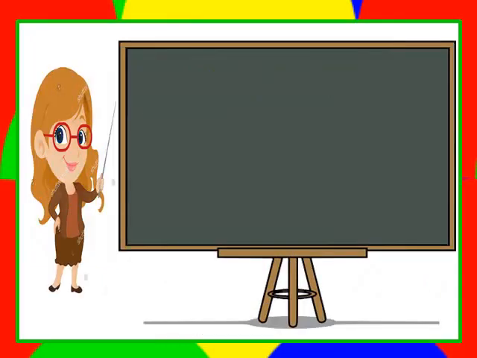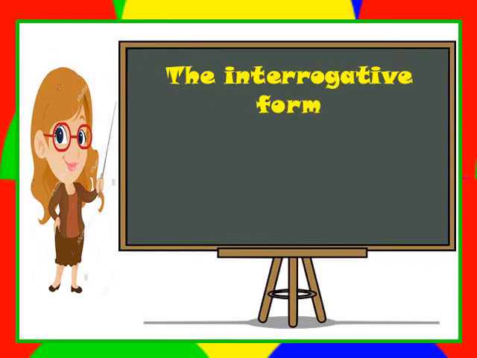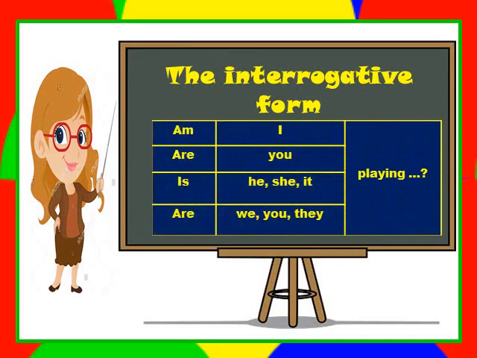For the interrogative form, how can we ask questions using the present continuous? So let's have a look at this table. So we have here the verb play conjugated into the interrogative form of the present continuous. So what do you notice?